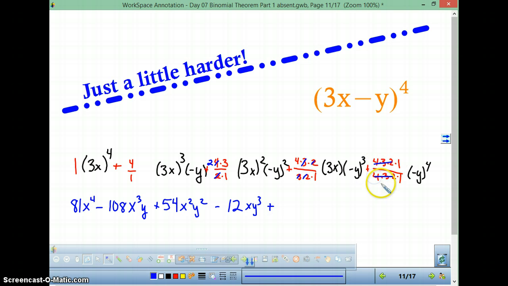This whole thing cancels out. I'm going to have a 1 here. Y to the 4th. Notice the pattern of the signs. Positive, negative, positive, negative, positive. Okay. Is this a series? Yes. Is it an arithmetic series? No. Is it a geometric series? No. Is it a recursive series? Well, a little bit, right? Certainly the power of the x depends on what the power of the x to the previous term was. It's a new kind of series for you.